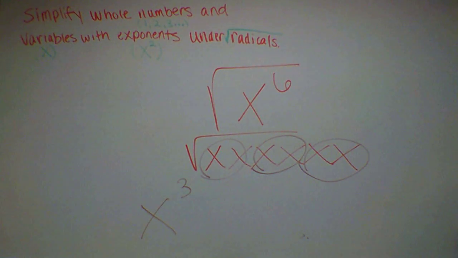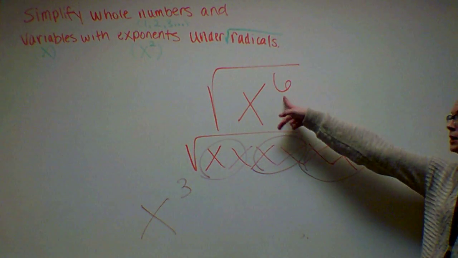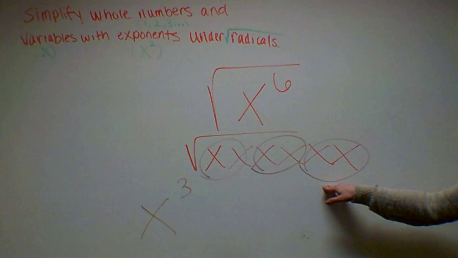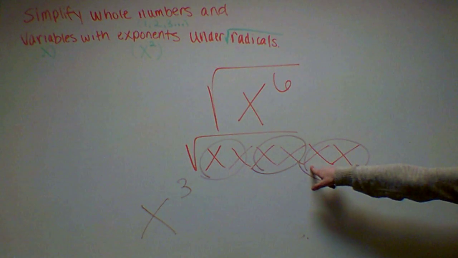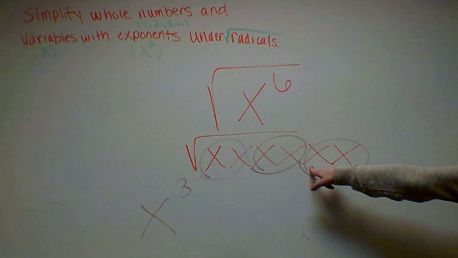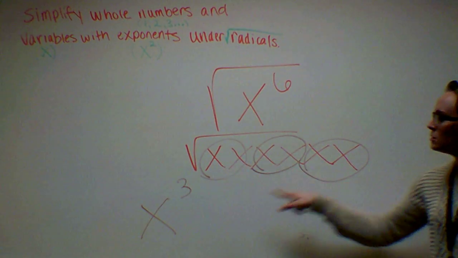Which part? The whole thing. We're going to do some more. All you've got to worry about is you look at this exponent, it's a 6. So I'm going to write 6 x's. Then you circle the groups of 2. Don't just do it without circling, because it'd be really easy to mess up your pairs. And then you have 3 pairs, so it's x to the 3rd.